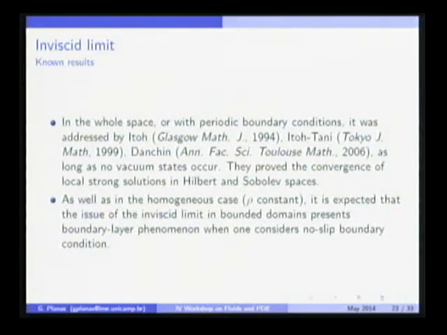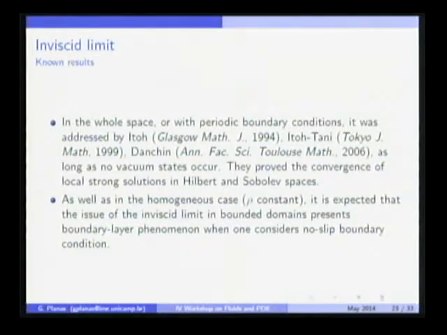We would like to justify this formal procedure. This problem, since we consider the whole space or periodic boundary conditions, was already proved by Ito, Tarid and Shan. They assume the initial density is positive, and they prove convergence of local strong solutions in a Hilbert, or another one in a Sobolev space.